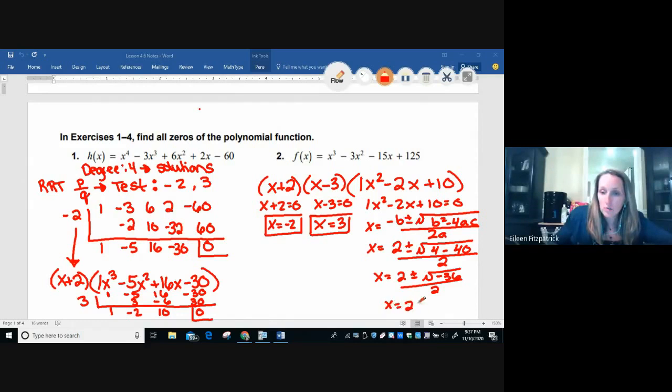That's 2 plus or minus 6i over 2. Because these are both divisible by 2, you divide and you get x is equal to 1 plus or minus 3i.